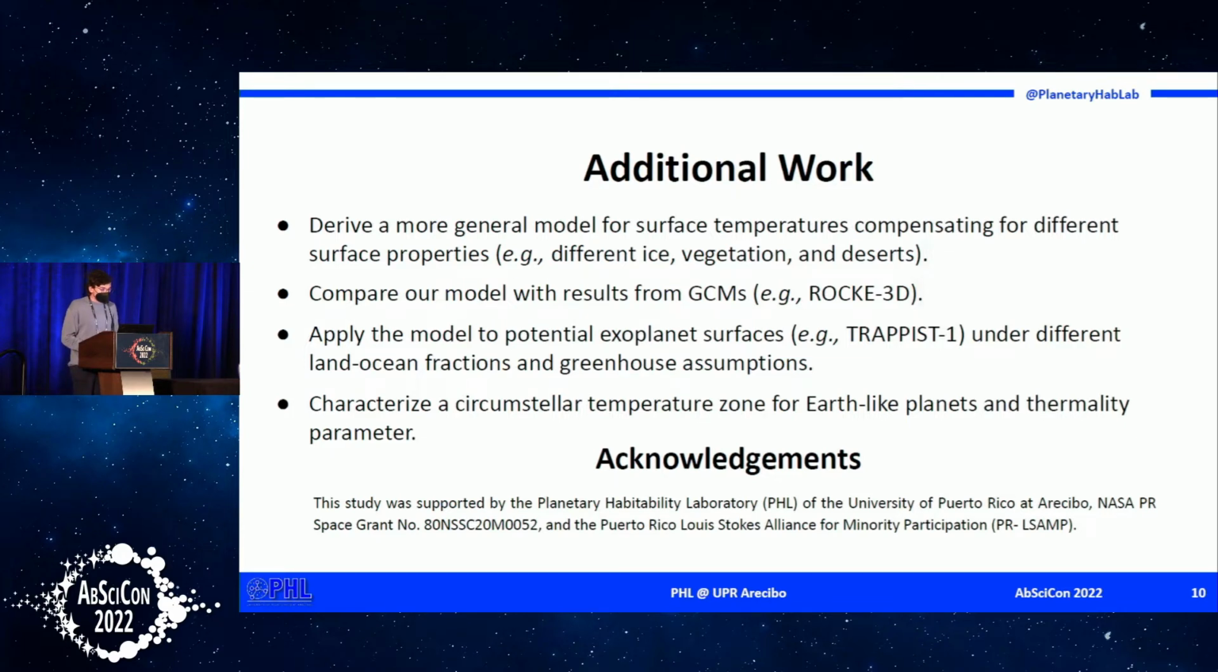We also want to use this work to try and characterize a circumstellar temperate zone, which, in other words, is just trying to study a zone for planets that have temperatures from 0 degrees Celsius to 50 degrees Celsius.